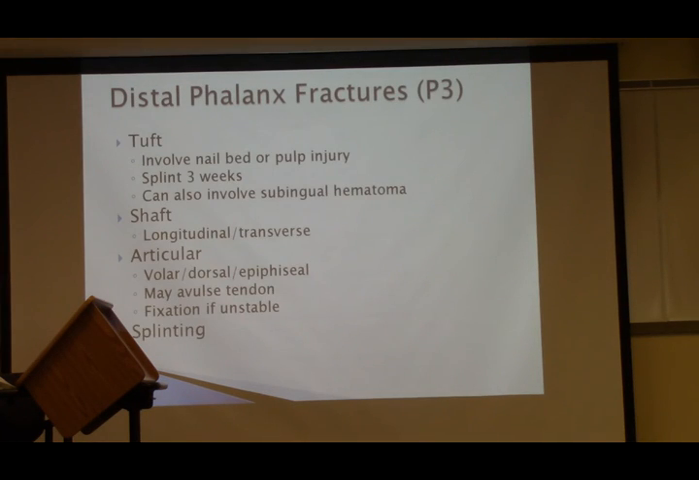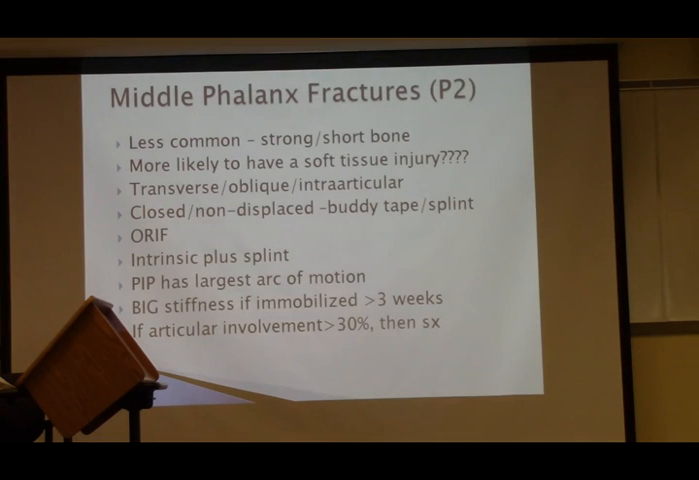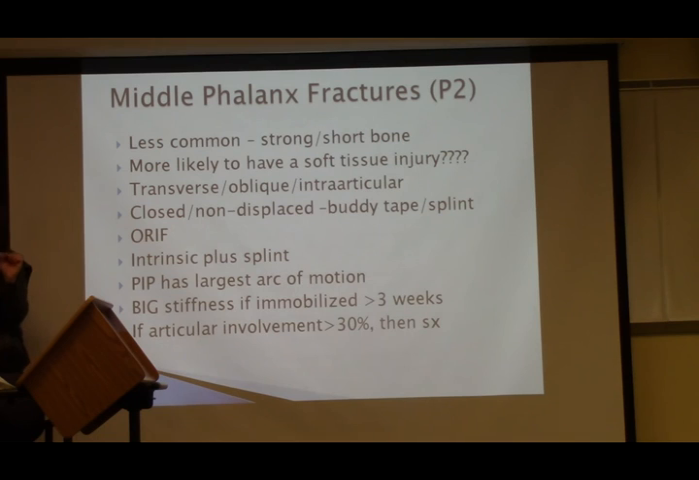Okay, so the shaft fracture can be either longitudinal or transverse, as in the picture, and then we talked about articular fractures, where it may create a mallet finger, which you're then dealing with two fingers. Middle phalanx fractures are less common. The middle phalanx is a strong, short, squatty bone. So if you fall or get injured with something, you're more likely to damage the soft tissue before the bone will break.